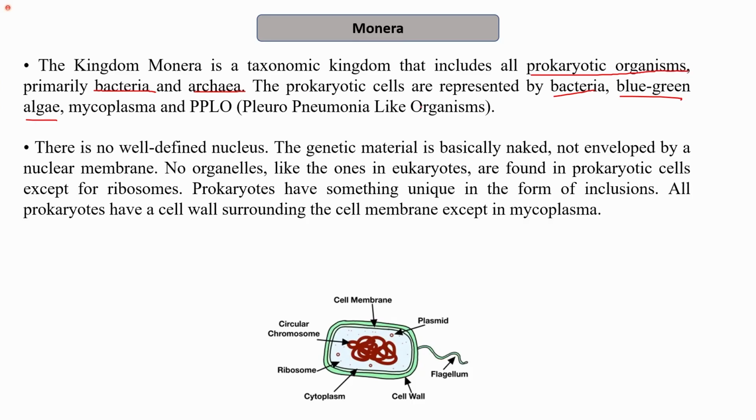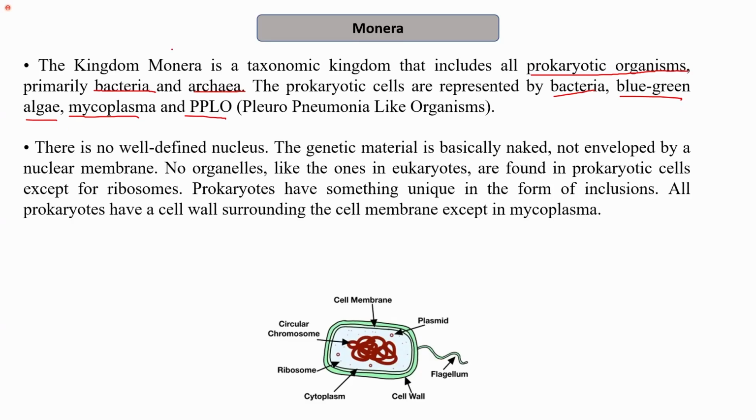So the prokaryotic cells are represented by bacteria, blue-green algae, mycoplasma, and PPLO. PPLO is pleuropneumonia-like organism. PPLO is itself a mycoplasma that lacks the cell wall.